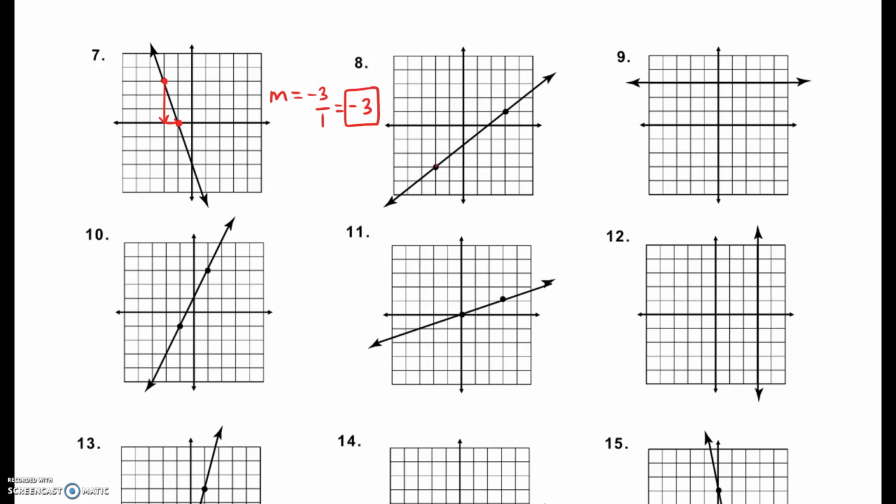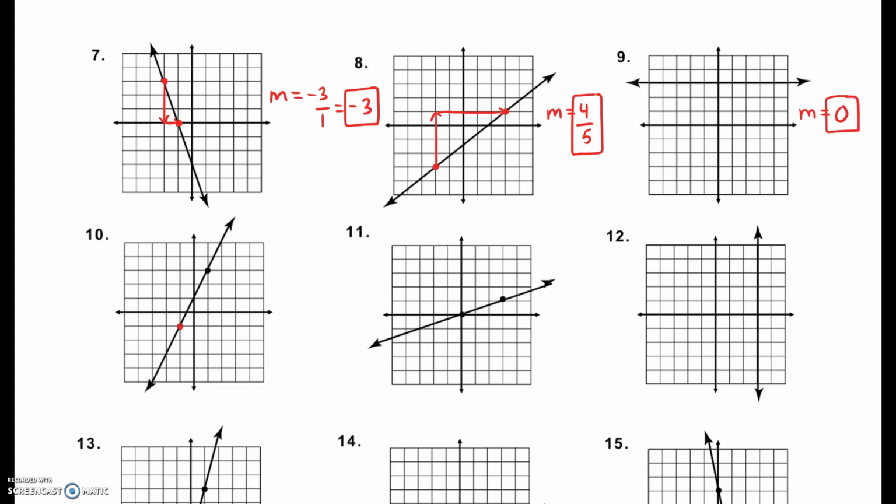For number 8, we have a line that is rising from left to right, which would mean that our answer should be positive. We are going up 1, 2, 3, 4 blocks. So again, the rise here on number 8 we counted was a positive 4, and the run 1, 2, 3, 4, 5 is a positive 5. So the slope for number 8 would be 4/5. Number 9 we should see right away is a horizontal line. The slope is 0.